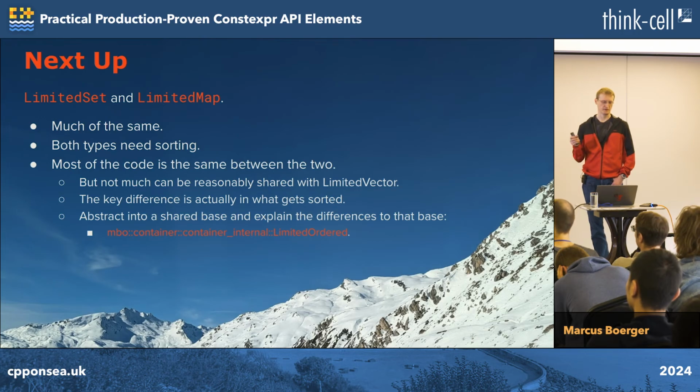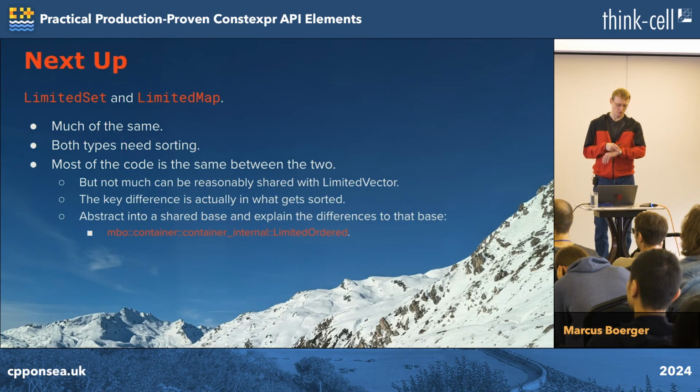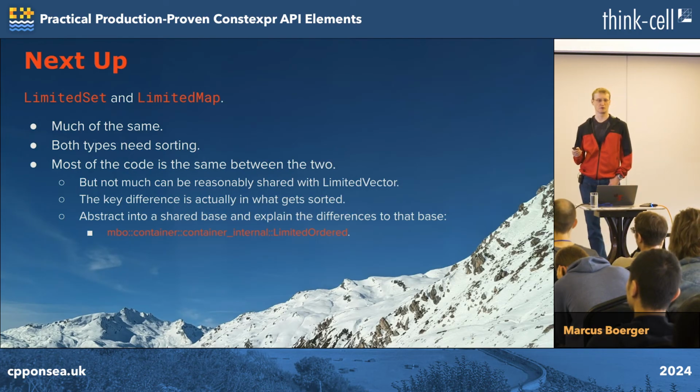All right, next up, limited set and limited map. They are more or less the same. Why are they more or less the same? Think of what they do. They store some elements and they are sorted. In the set case, the key is the whole thing. And what happens in the map case? It's typically a pair and the key is only the first. So, well, if you think about it, as long as you can convince the thing that sometimes it looks at everything and sometimes only at first, it's the same, right?